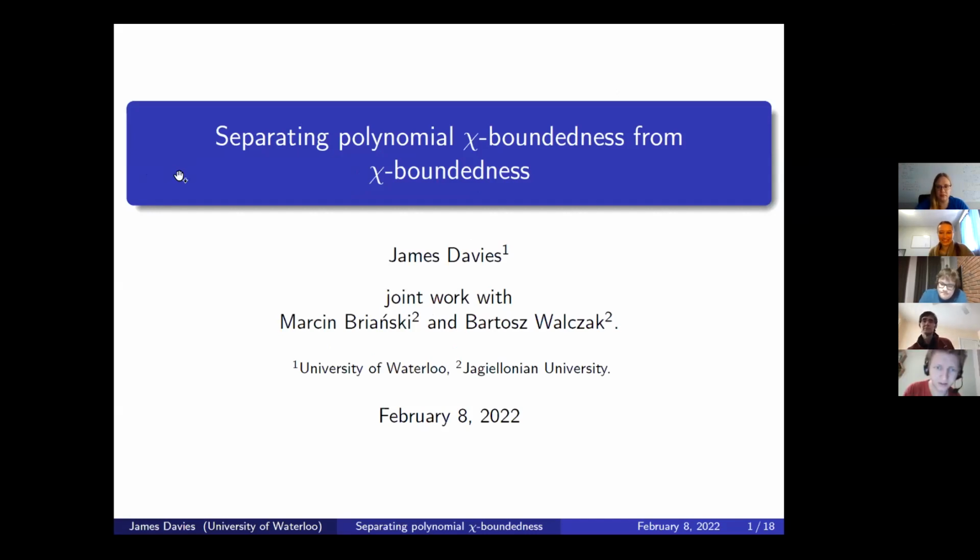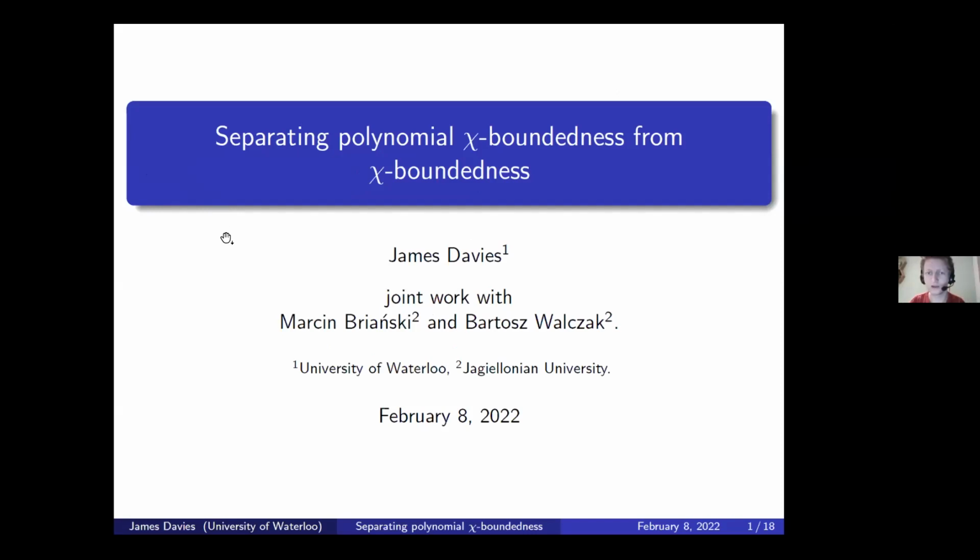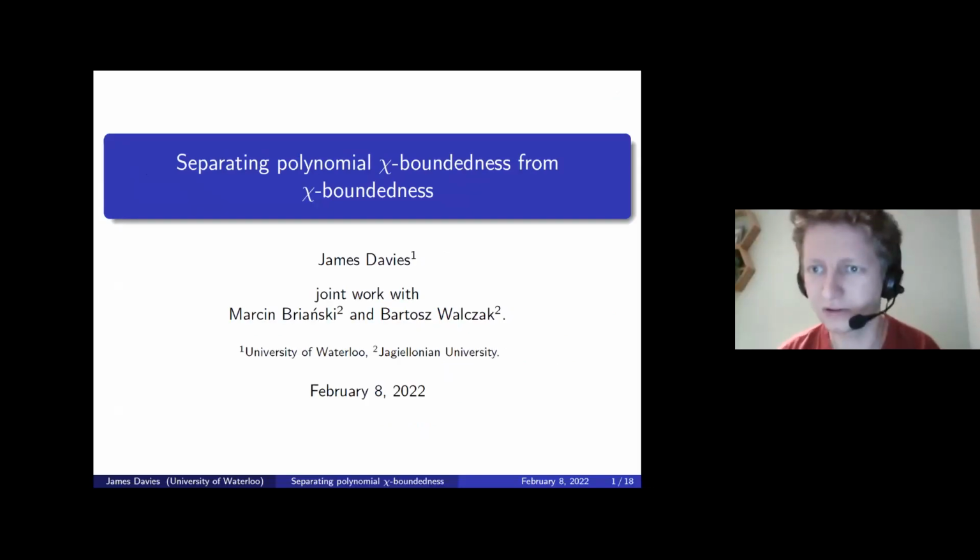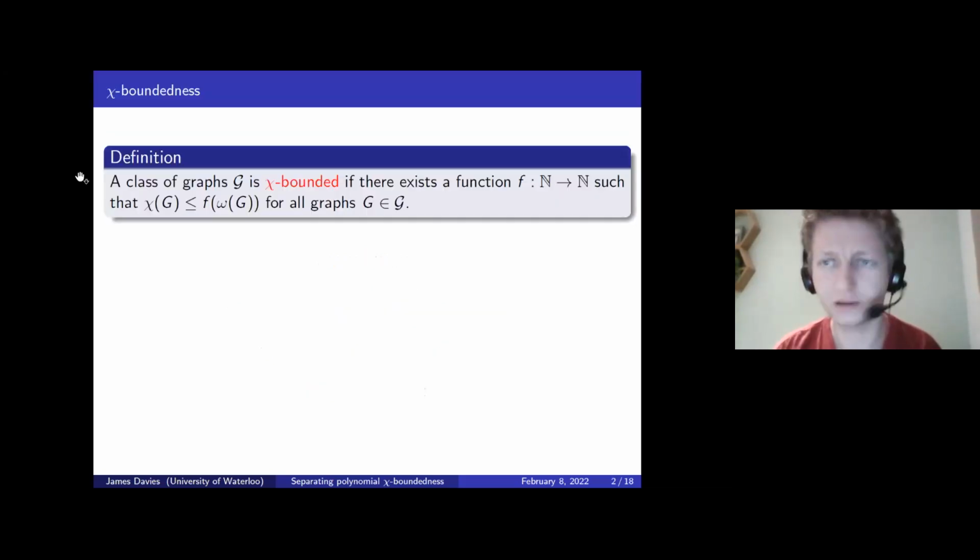Hi, thank you. So this is joint work with Marcin Briański and Bartosz Walczak, and this is following on from the new ideas and constructions in Sophie's talk. So first, the definition that was touched on, but we need for this talk, is chi-boundedness. We say a class is chi-bounded if graphs in the class with bounded clique number have bounded chromatic number. And we can look at this function f, which is the function bounding it, as the chi-bounding function.